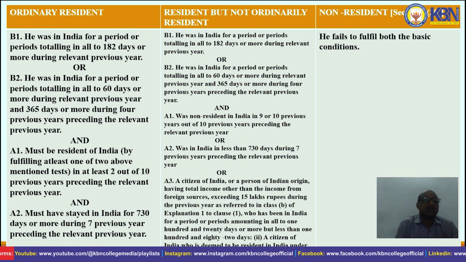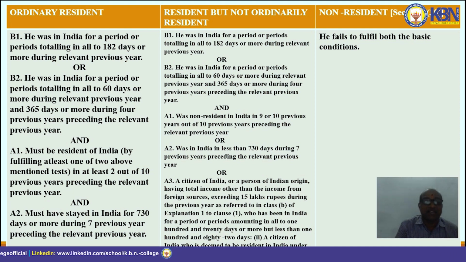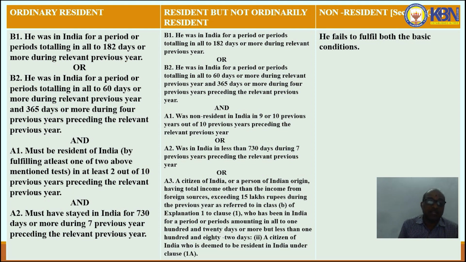So again, for an individual to be said to be an ordinary resident, he has to fulfill the above 2, and again he has to fulfill 2 additional conditions. That is, he must be a resident in India in at least 2 out of 10 years, and he must stay in India totaling 730 days or more during 7 previous years preceding the relevant previous year.